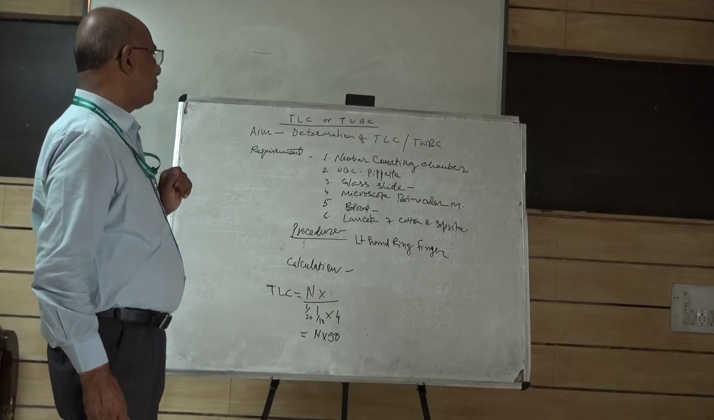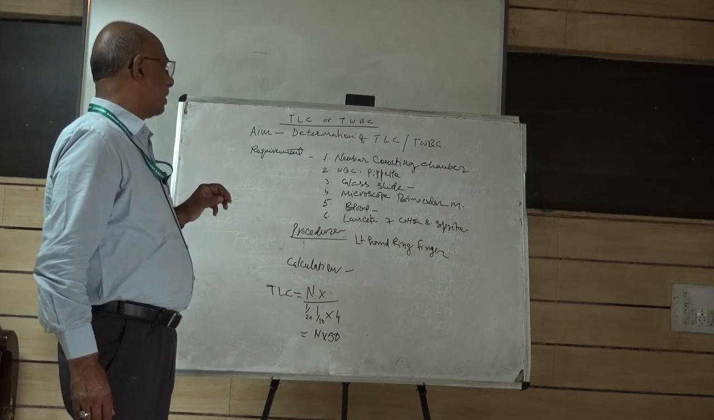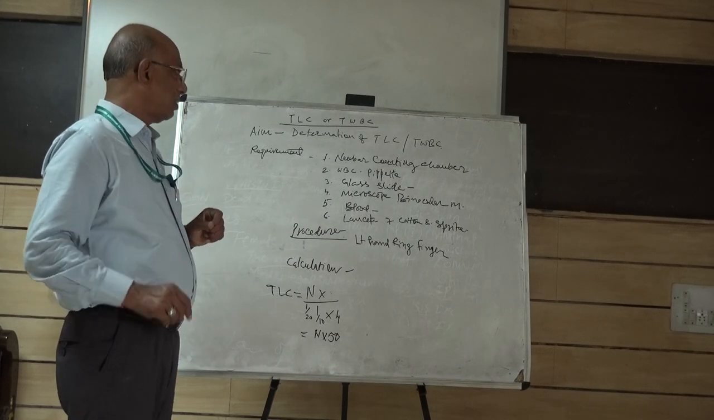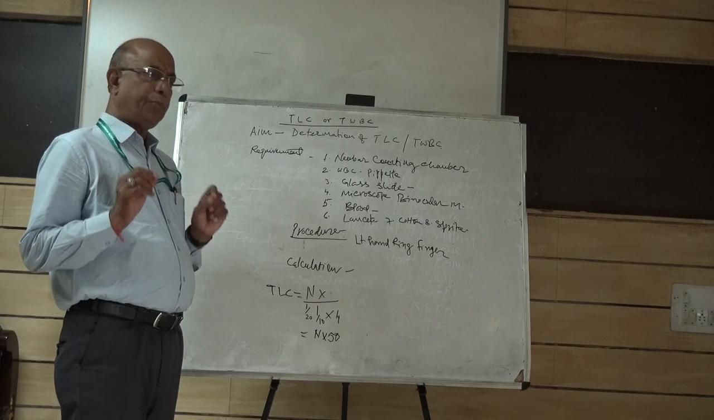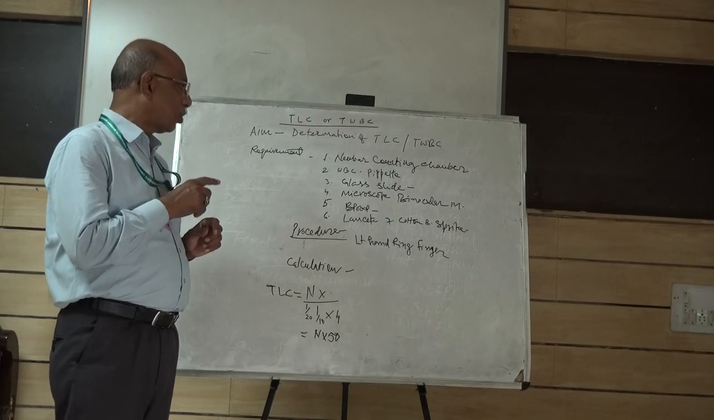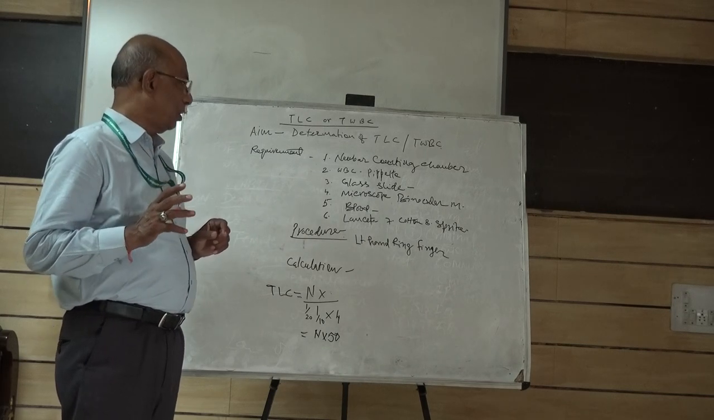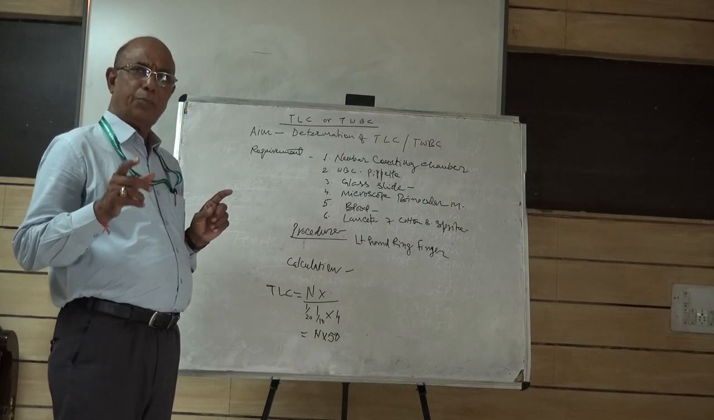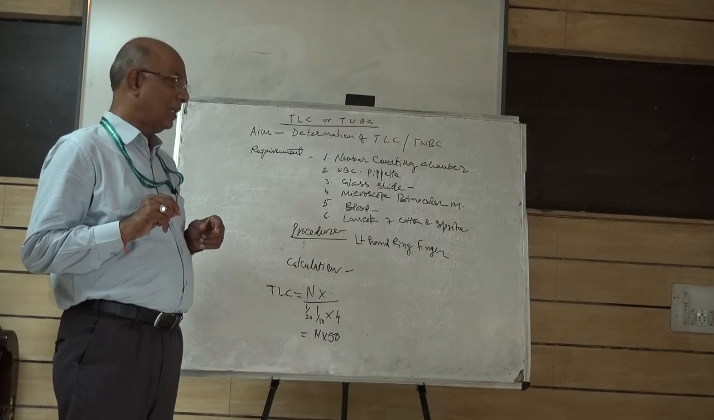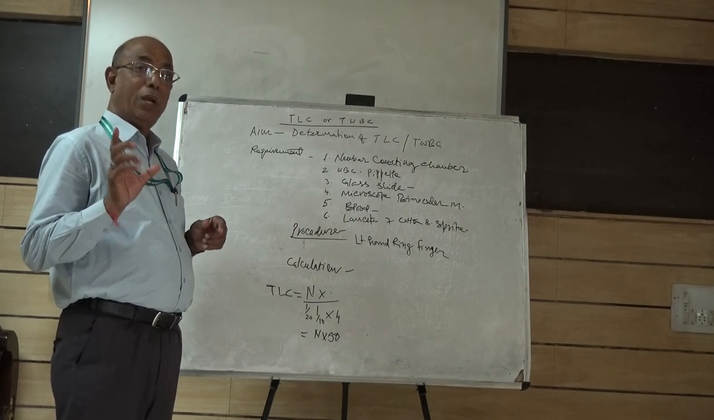What are the requirements for this test? The following things are required. Number one, Neubauer counting chamber. Second, WBC pipette. Third, glass slide. Fourth, binocular microscope, which we have in our physiology department. Sixth, lancet, cotton and spirit, and finally the blood.